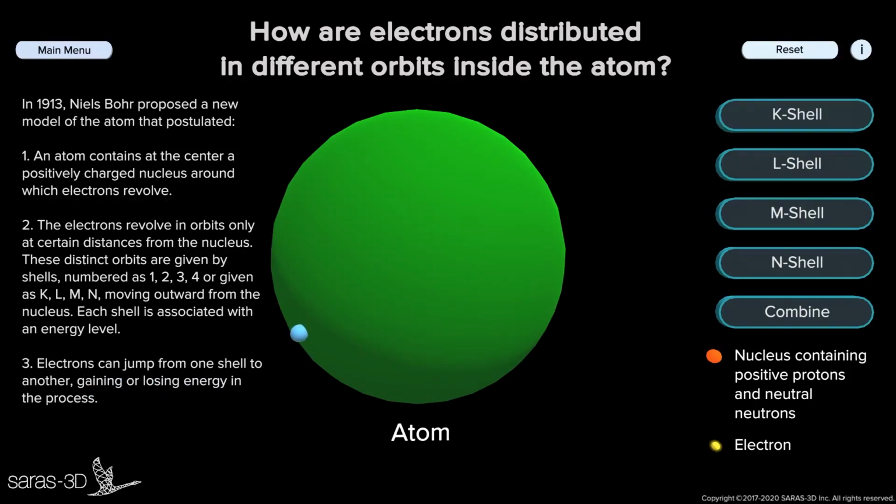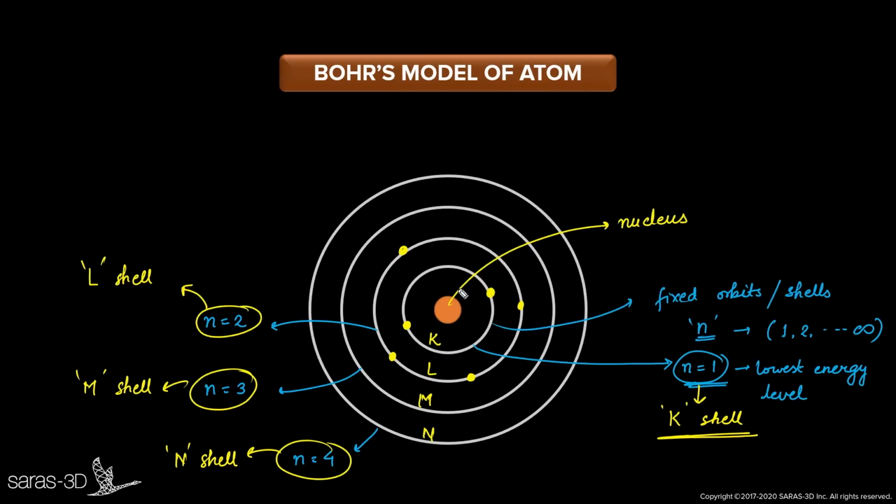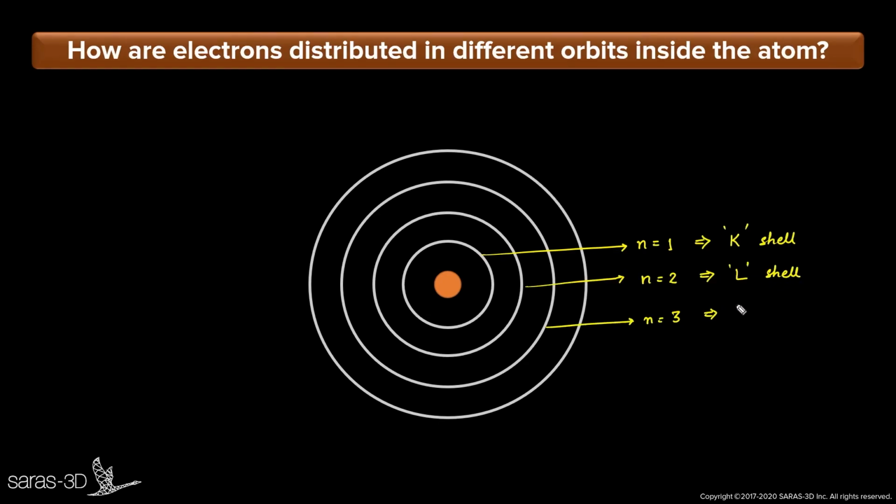So what do we mean by that? Let us understand this. Basically, electrons can move from lower energy levels to higher energy levels by gaining the energy that is required in doing so. And when these electrons come back from a higher energy level to a lower energy level, they lose energy in this process. Now we know that the electrons revolve around the nucleus in certain orbits only.